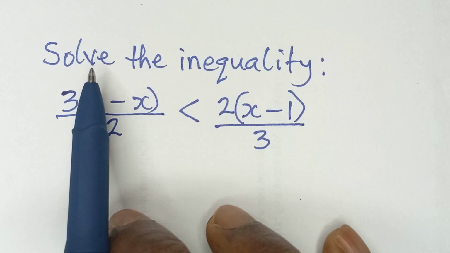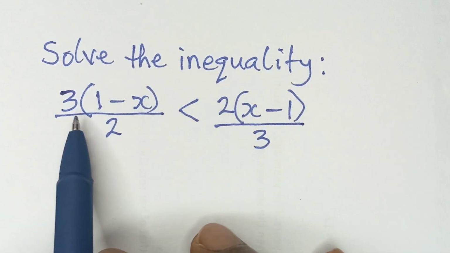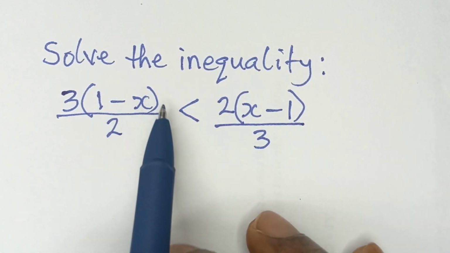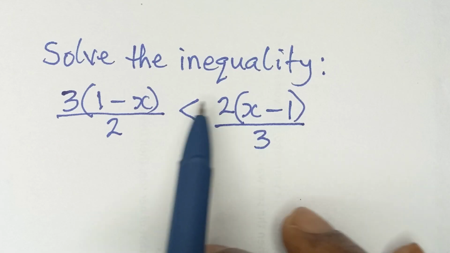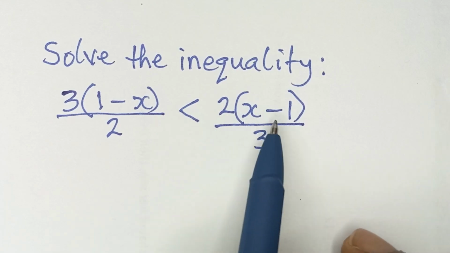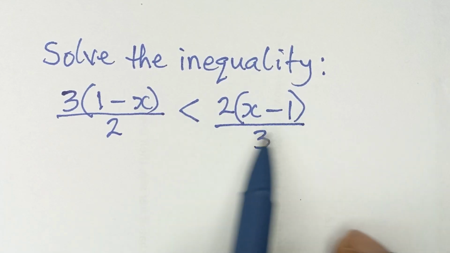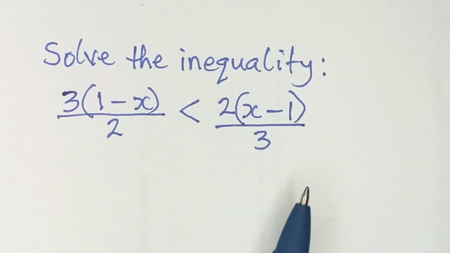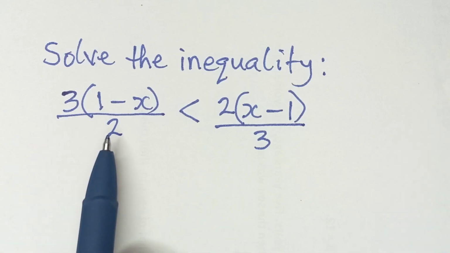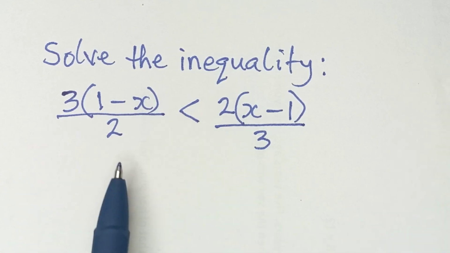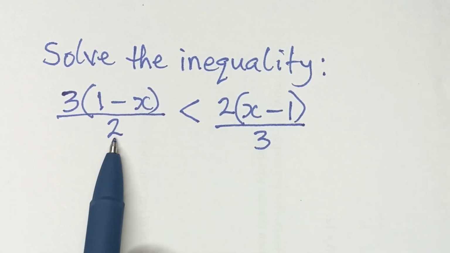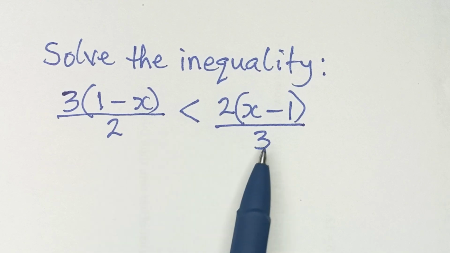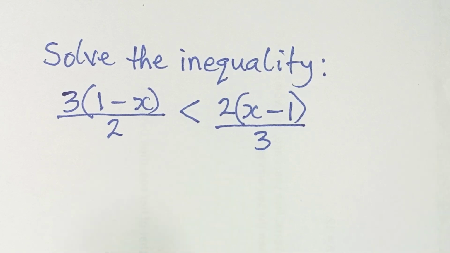Now the question here says solve the inequality 3(1 minus x) all over 2 is less than 2(x minus 1) all over 3. Now for us to solve this, one method is to multiply each part of the equation by the LCM or the common denominator of 2 and 3. But I don't want to go in that direction.